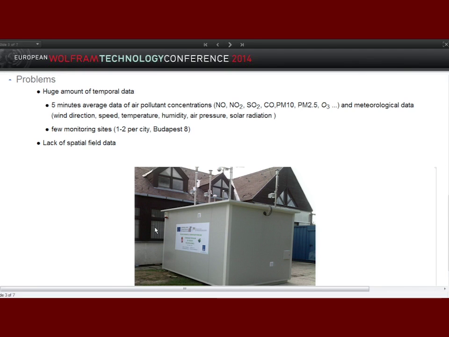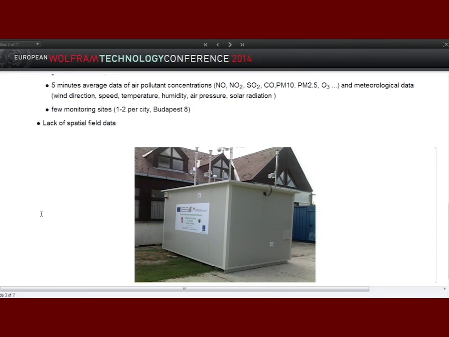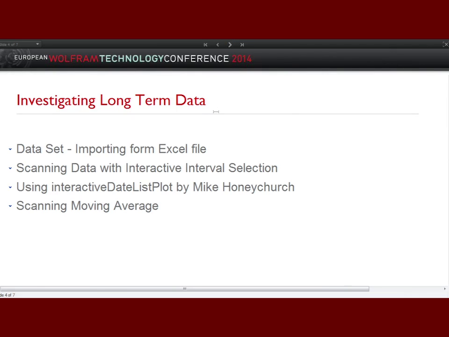So if we want to do spatial simulation in a real 3-dimensional modeling space, we need much more detailed spatial resolution. That's why we started to plan, and we did really some field measurements. Before planning the field measurement, first we had to look at the data we have, the temporal data.